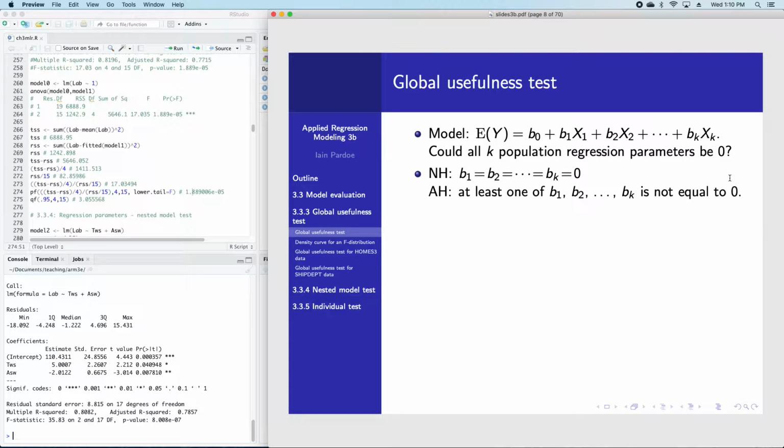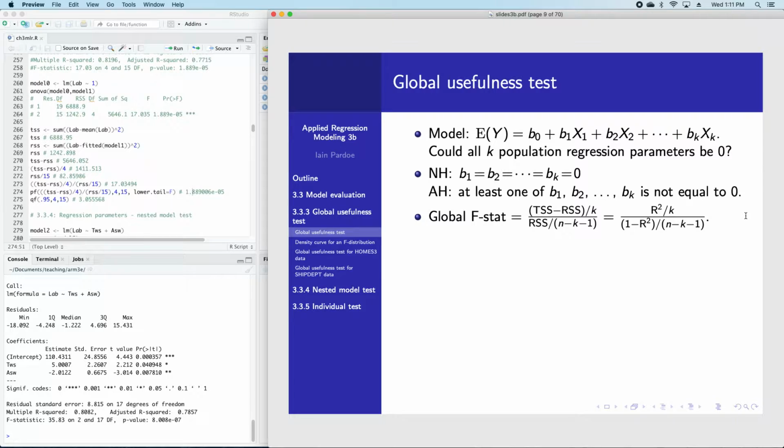Okay, so let's work through the formal steps of the test. The null hypothesis is that all k population regression parameters are 0. The alternative is at least one of them is not 0. Note that the alternative is not that they're all not 0, it's just that at least one of them is not 0. So all the alternative hypothesis says is that at least one of the predictors is useful in predicting y. It doesn't say all of them are, but at least one of them is.